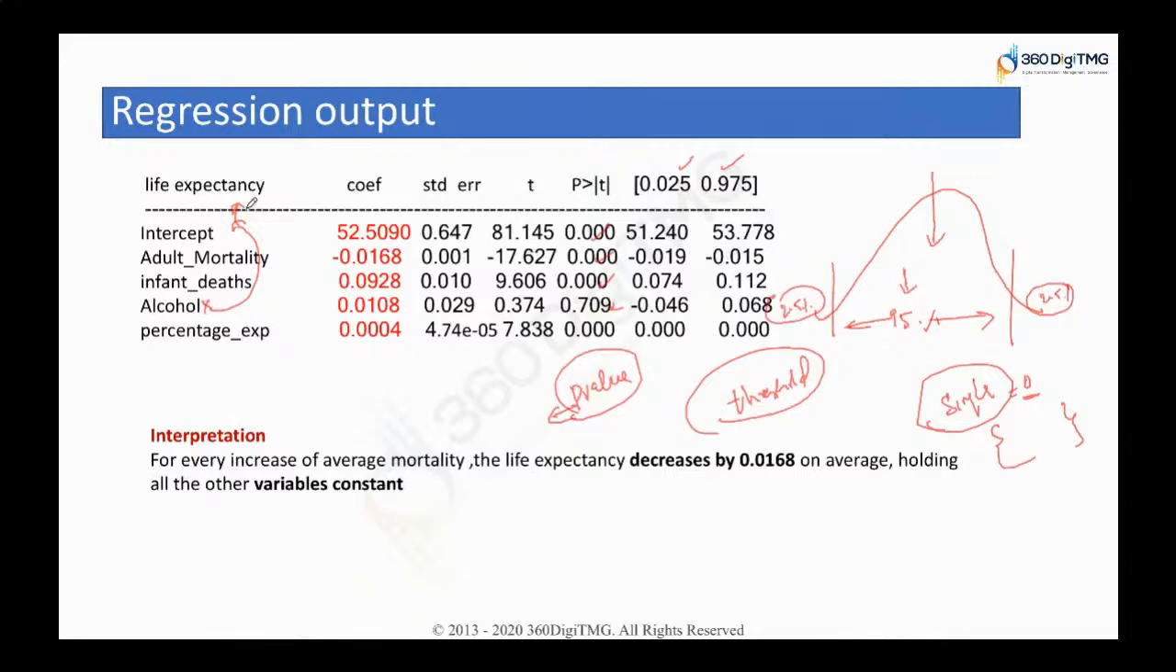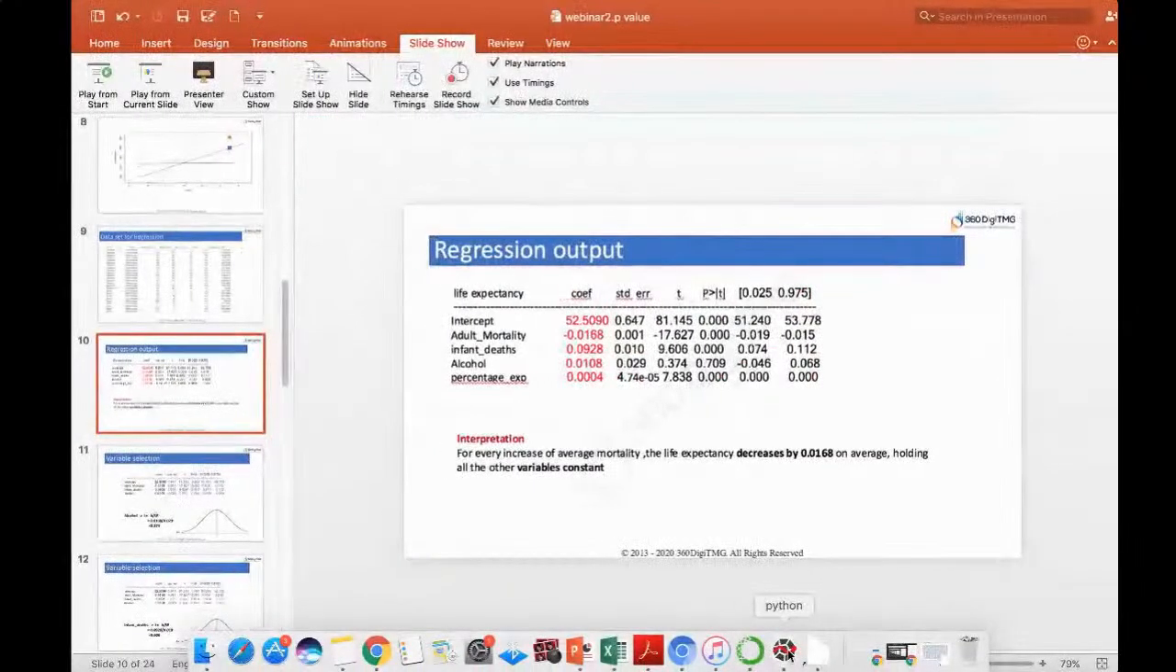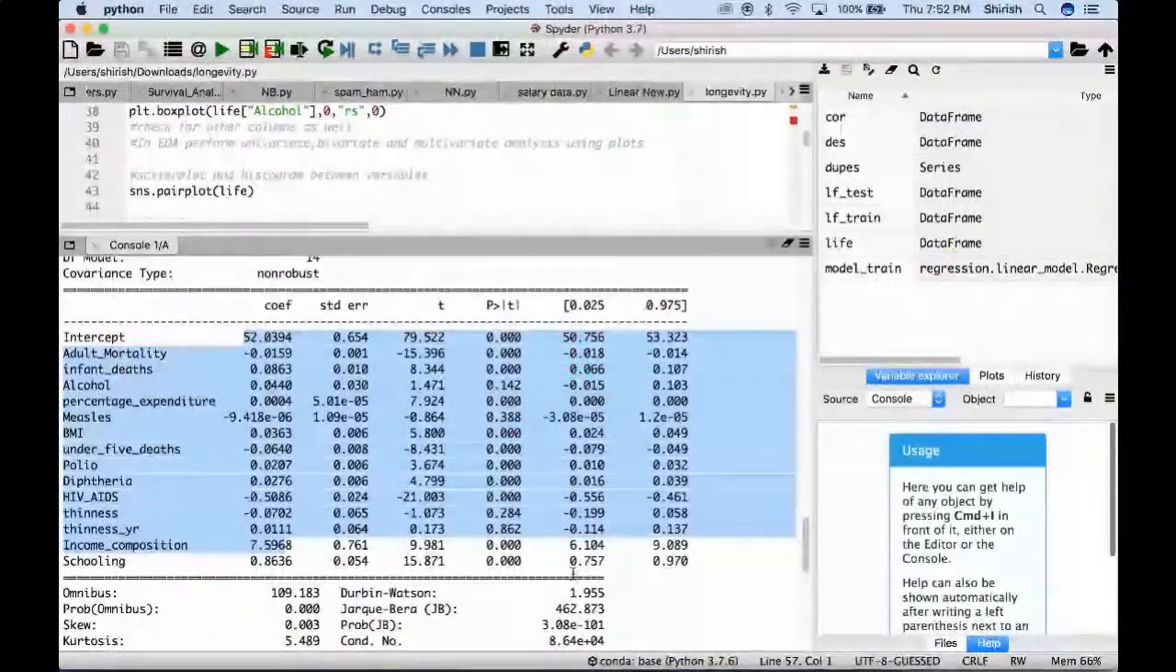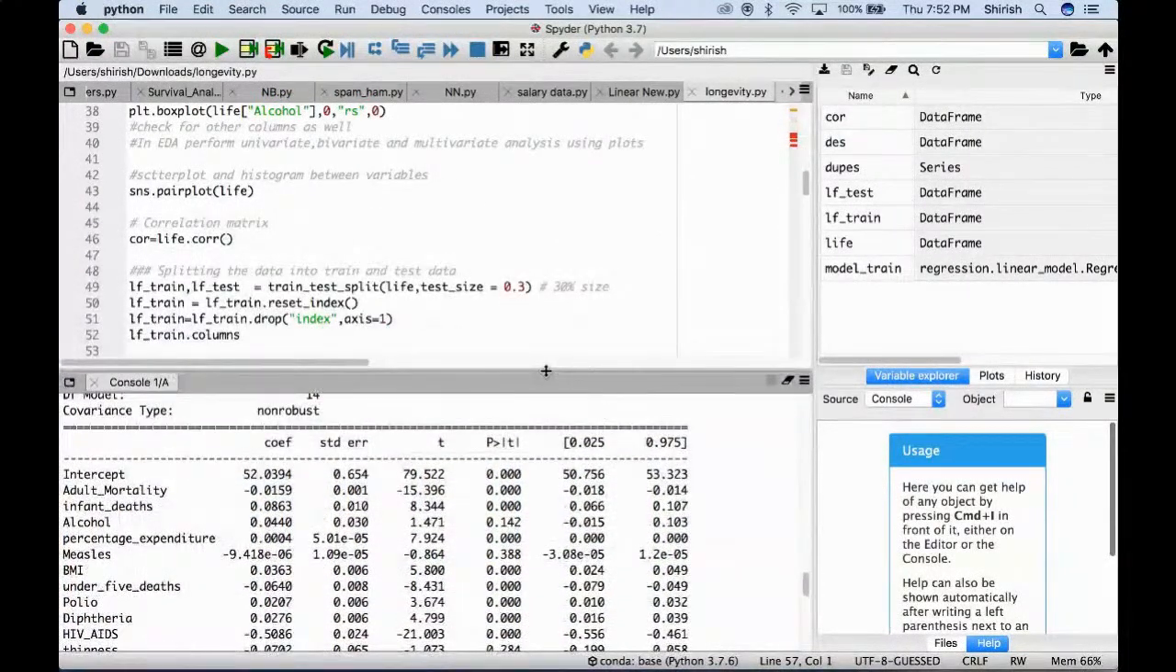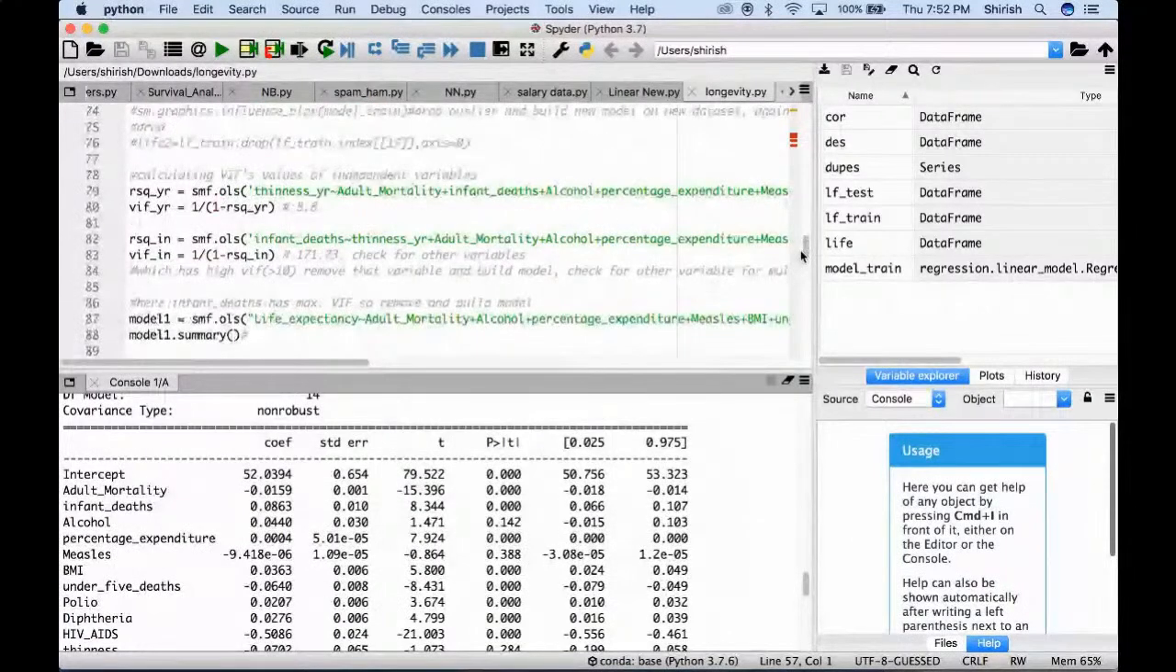How can we conclude now? For every value of coefficients here, these are the values you got. So you have measles, you have alcohol, you have thinness underscore year, all these things. Will you delete them, or check in more detail whether they are important for us for the output of y or not? This is what you need to check.